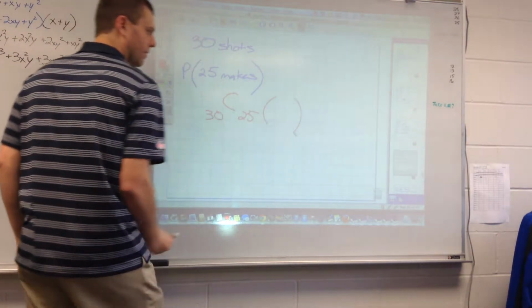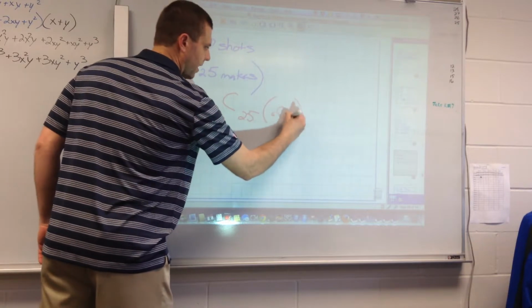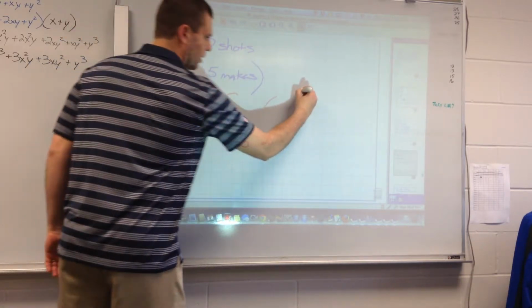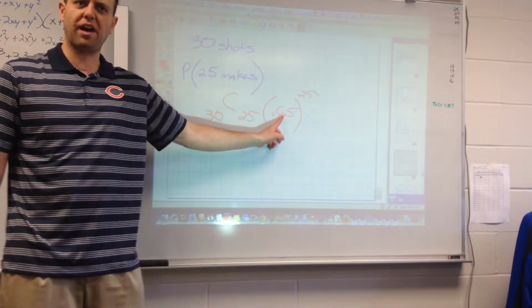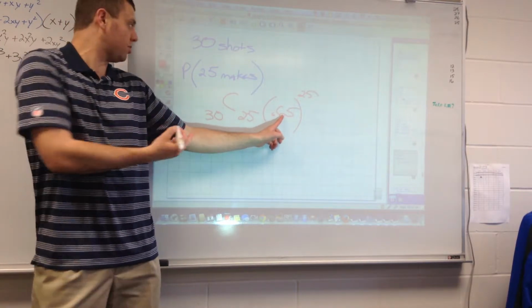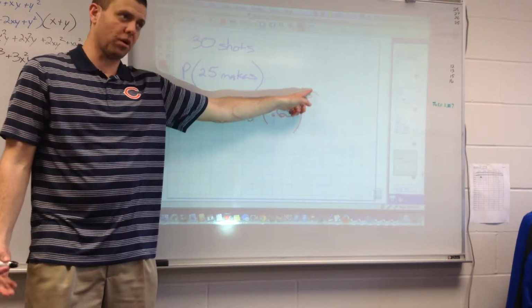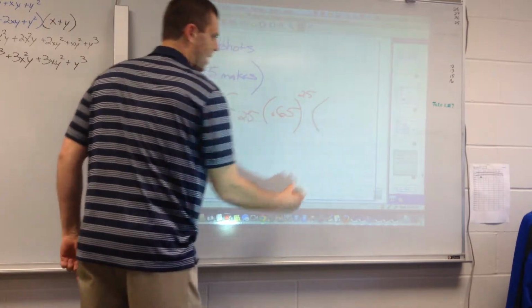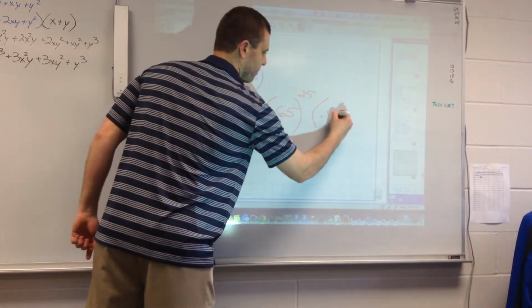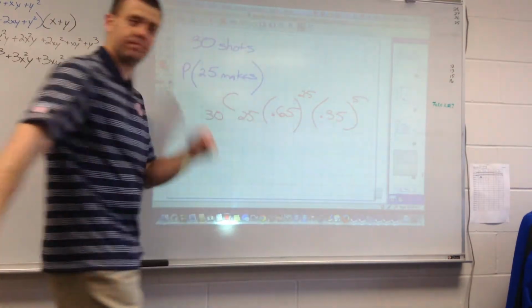And then you'll have 0.65 raised to the 25th power, because 0.65 represents him making a shot, and how many shots do we want to know if he can make? 25 of them, but we still then need to multiply that by 0.35 to the 5th power.